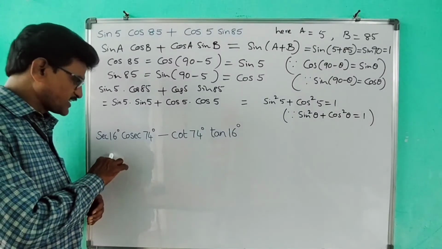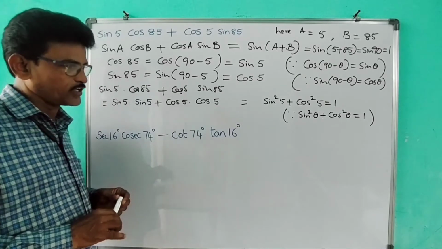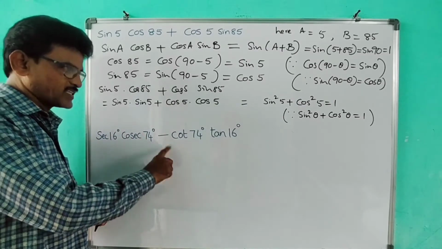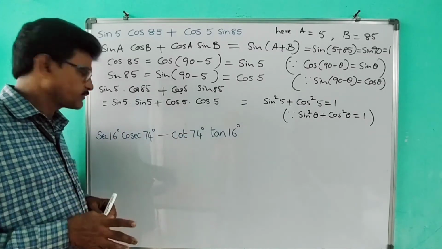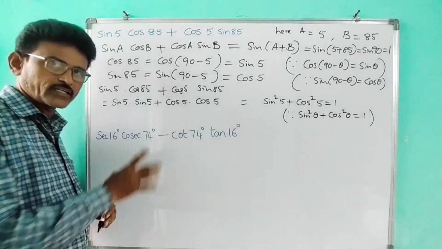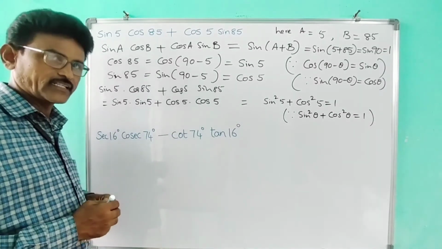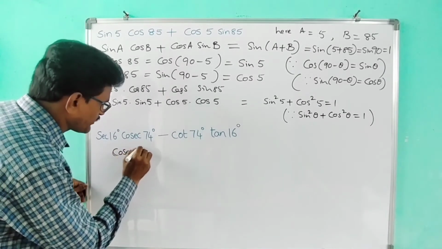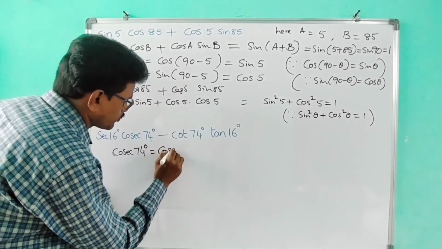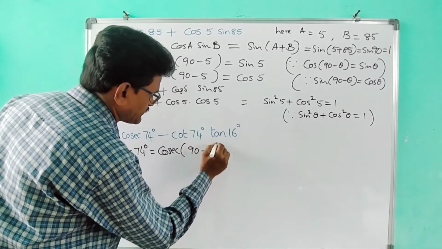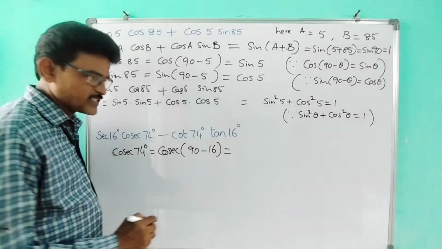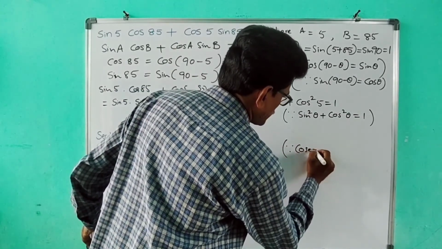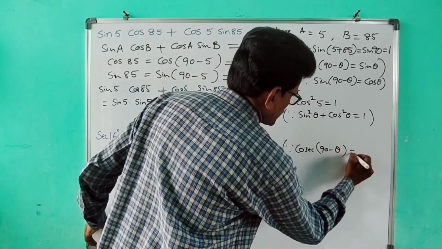To evaluate sec 16 cosec 74 minus cot 74 tan 16, we have two options. Sec square theta minus tan square theta equals 1, that is one identity. Otherwise cosec square theta minus cot square theta equals 1, this is also another identity. Now I am going to change cosec 74 degrees equal to cosec(90 minus 16). What is cosec(90 minus 16)? It is sec 16, since cosec(90 minus theta) is sec theta.